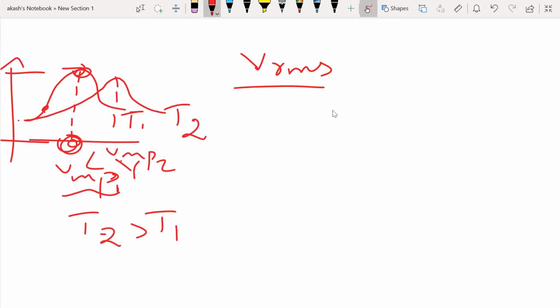Root mean squared, right? It's pretty simple. So root mean squared means what? If I have 1,000 molecules having 1,000 different velocities, I'll take the individual velocities: v1 squared plus v2 squared plus v3 squared, and so on and so forth.